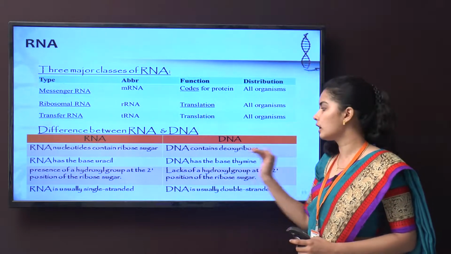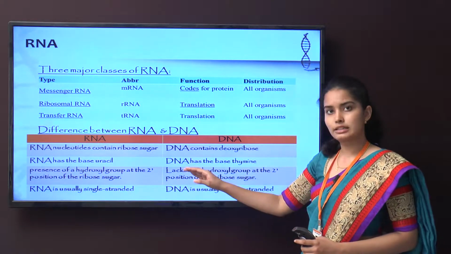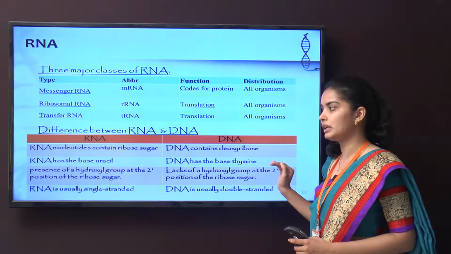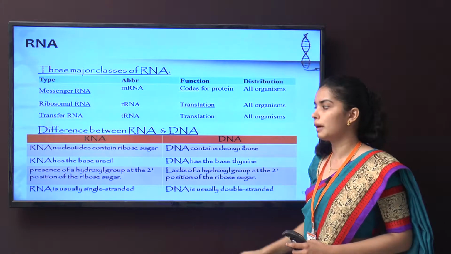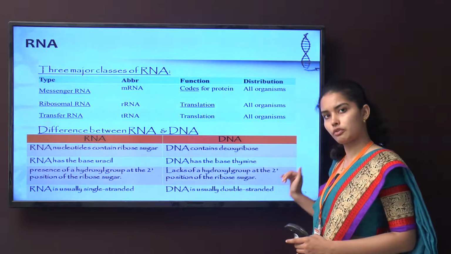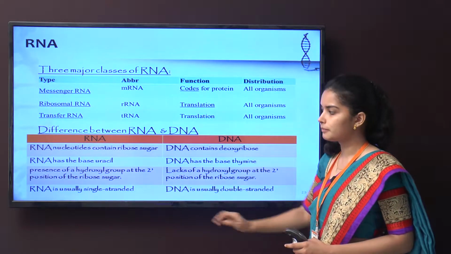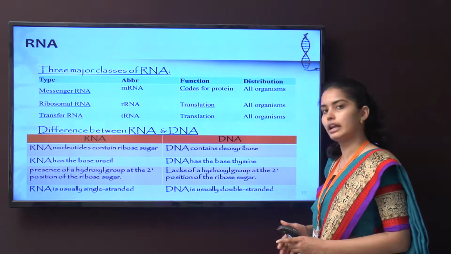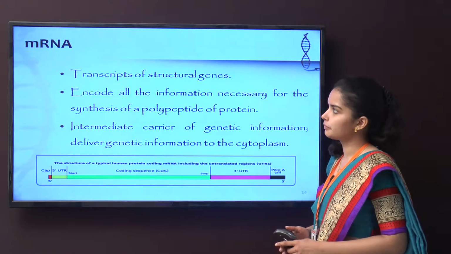RNA has ribose sugar, DNA has deoxyribose. RNA has uracil, DNA has thymine. RNA has a hydroxyl group at the 2 position, while DNA lacks the hydroxyl group at the 2 position, because of which it has deoxyribose sugar. RNA is usually single stranded, DNA is usually double stranded.